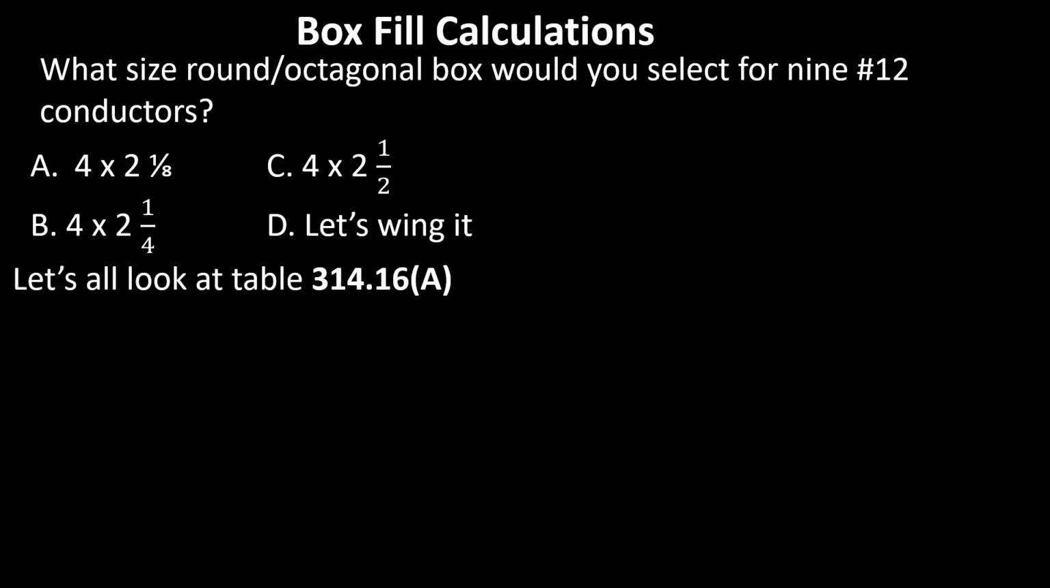We're going to be on page 176 of the 2017 and 184 of the 2020. So go ahead and flip there now, and we're going to look at this table together, kind of recap the table, okay? So if we're staring at this table, it's the larger table on top, and it's 314.16(A), and it says metal boxes.